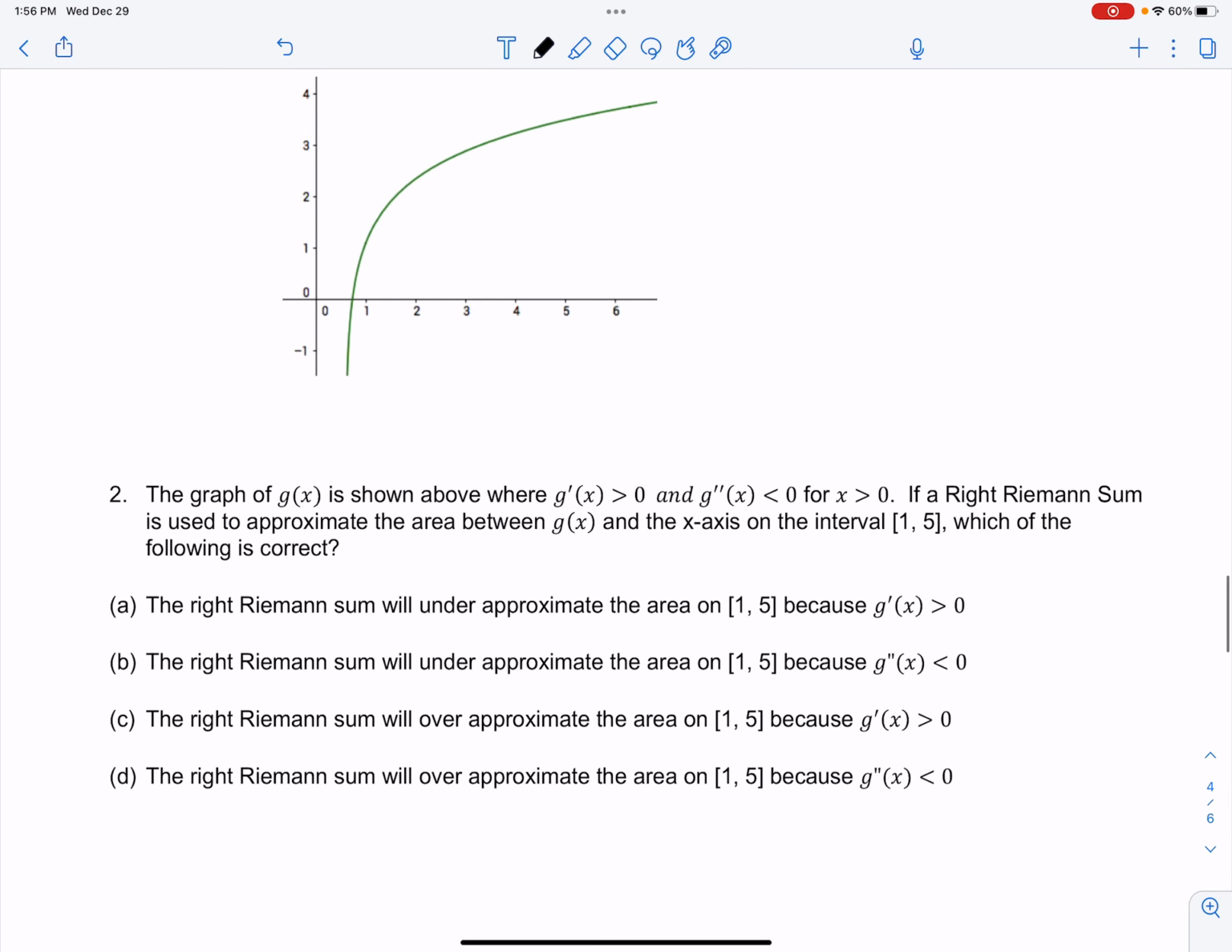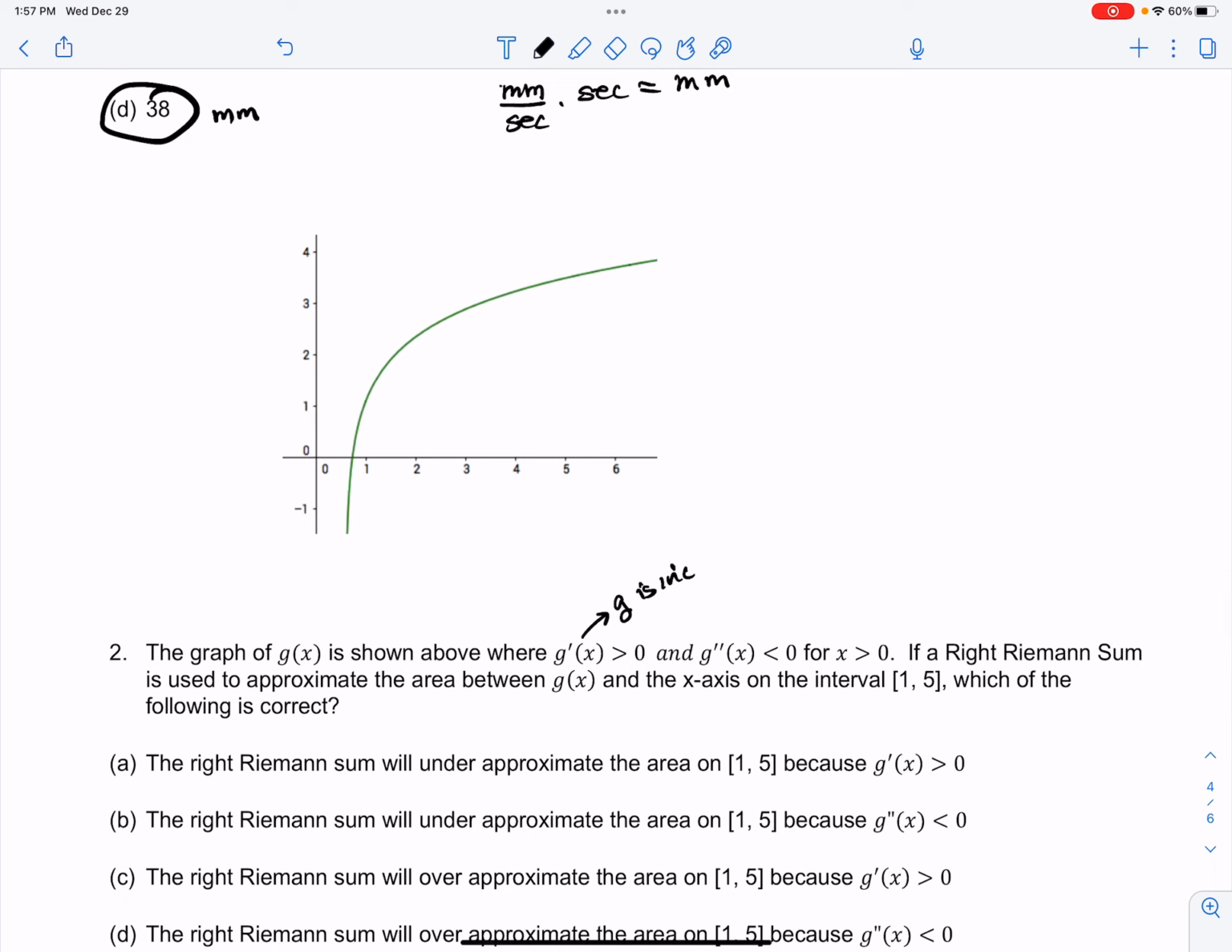All right, here's another example. The graph of g is shown above where the derivative of g is greater than 0. Again, the sign of the derivative tells us something about g. G is increasing. The second derivative of g is less than 0, which means g is concave down, and certainly it has that concave down look, where x is greater than 0. If a right RAM is used to approximate the area between g and the x-axis on the interval from 1 to 5, which of the following is correct?